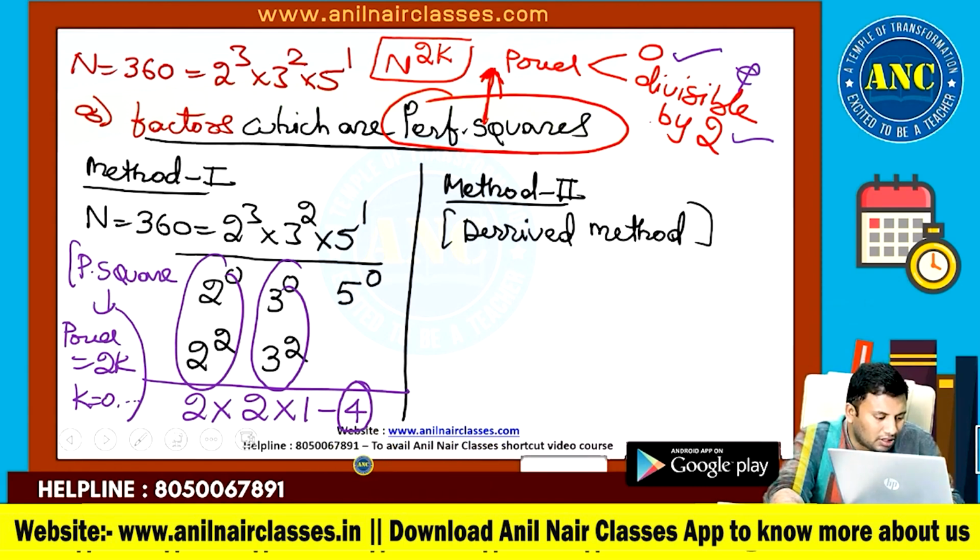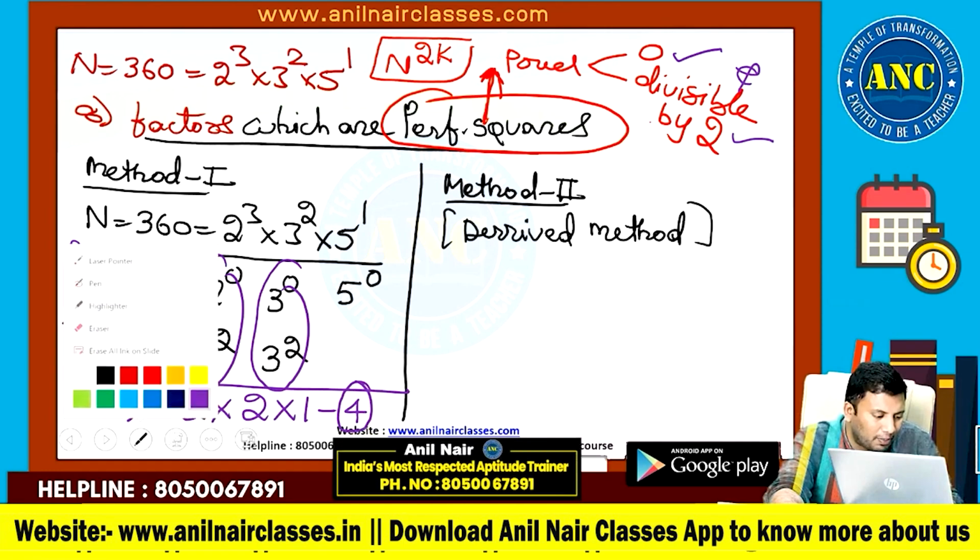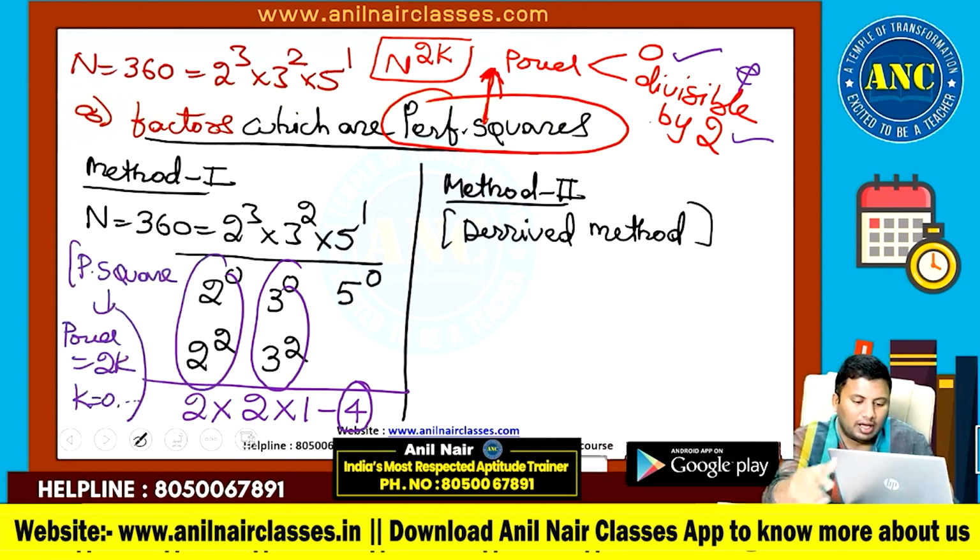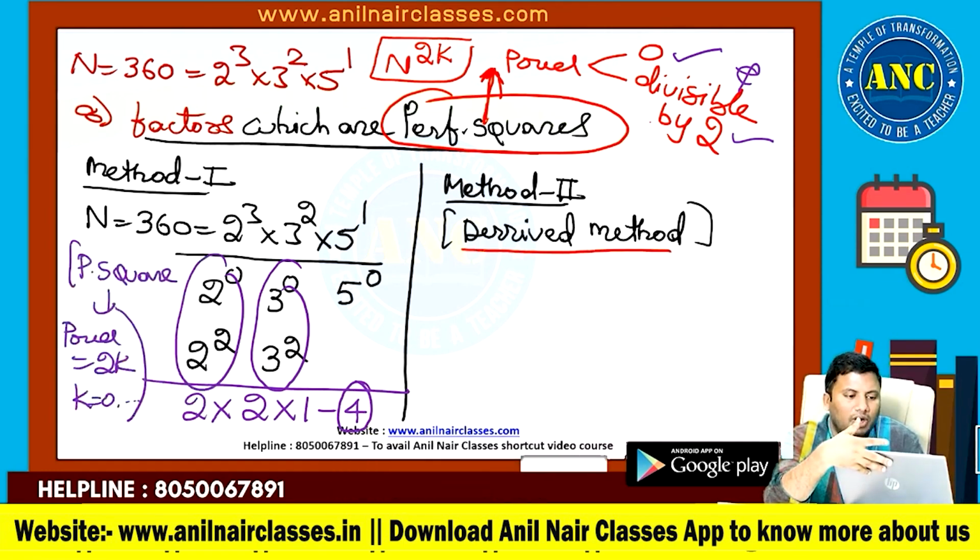Now, method 2. For larger powers, method 2 will help. It is a derived method. What is this derived method? Divide every power by 2.